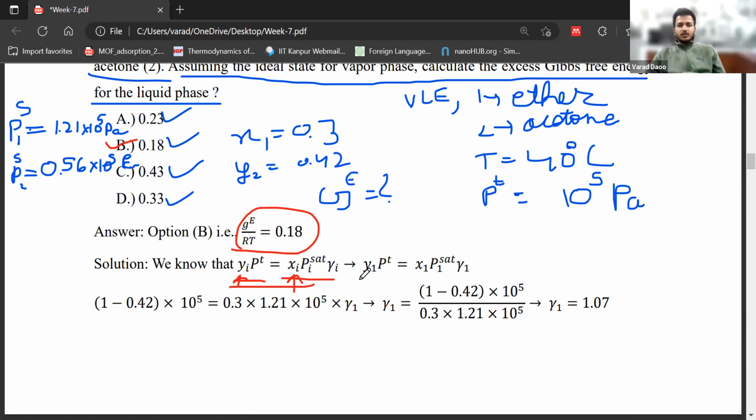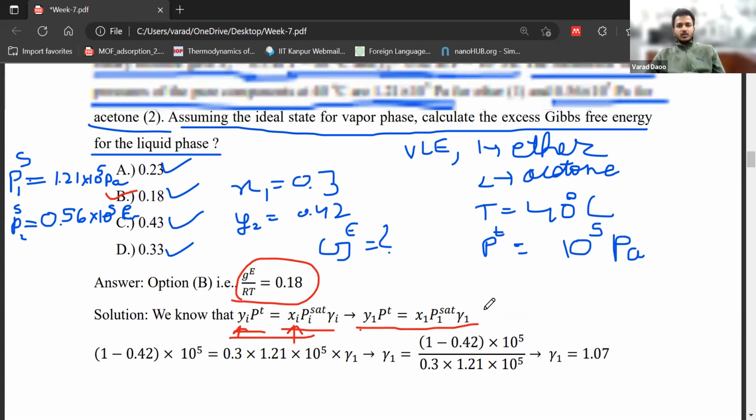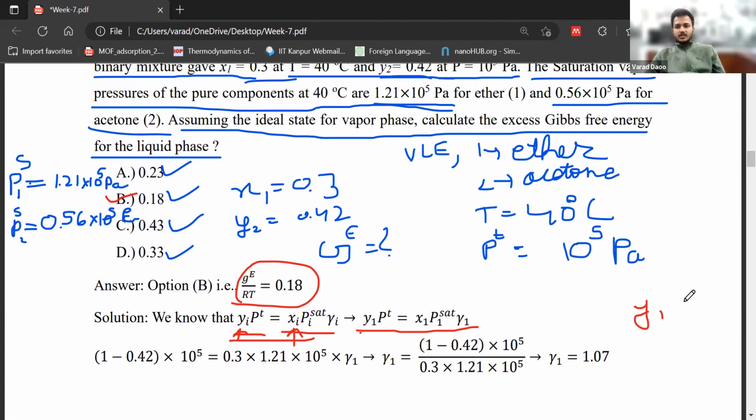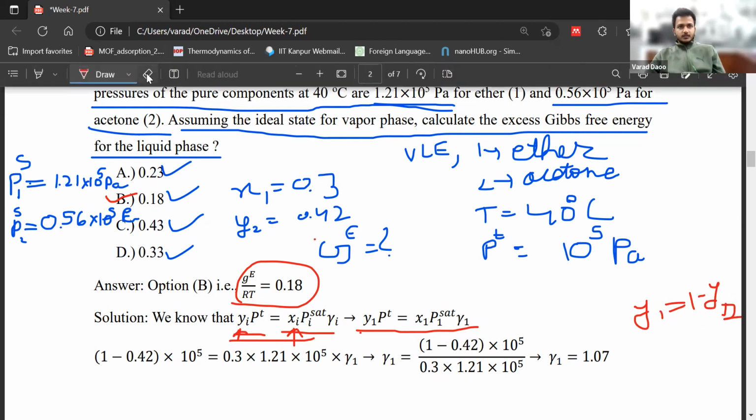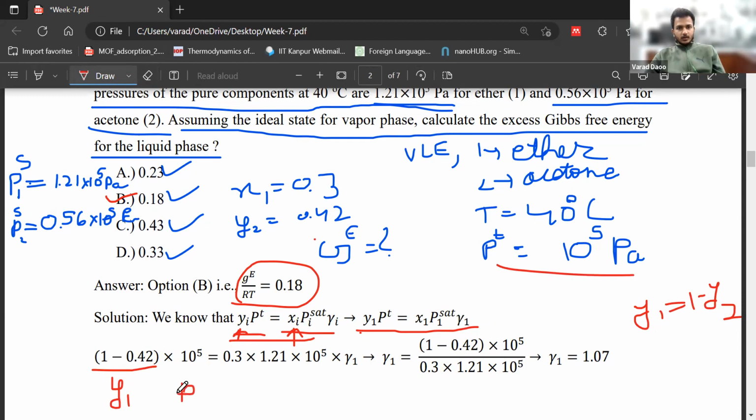So we write for component one. Instead of i, we put one. So we can write y1 PT is equal to x1 P1sat into gamma 1. But we know that it's a binary, so y1 is nothing but 1 minus y2, and we know y2, so we just calculate. So y1 will be 1 minus this y2, and this is the value of our y1, right? And total pressure has been given as 10 to the power 5 Pascal. So this is PT.